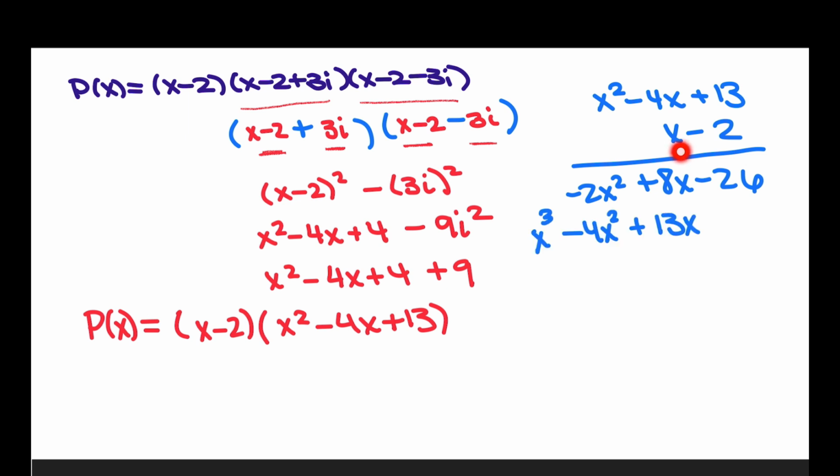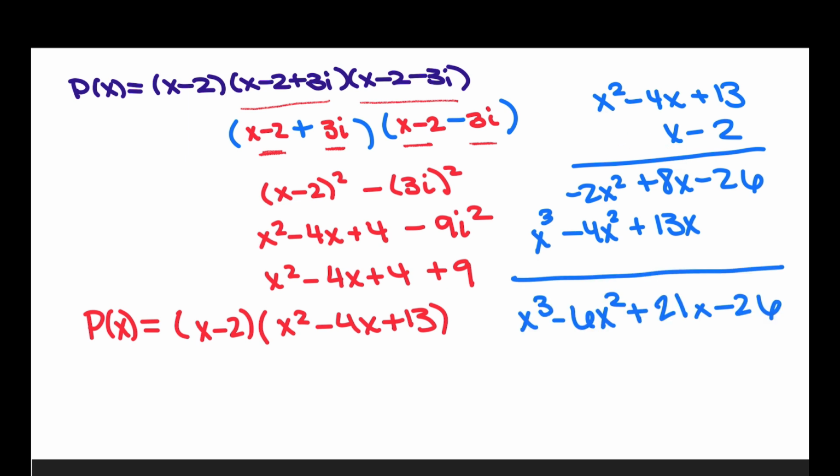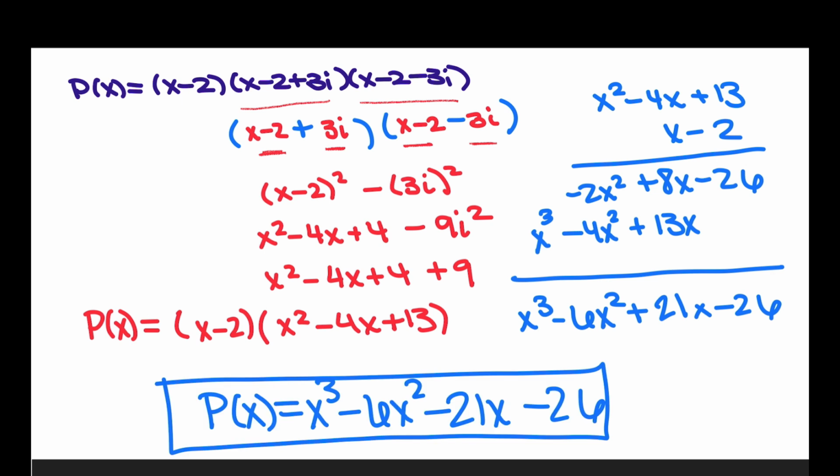Now I'm going to distribute the x. x times 13 is 13x. x times negative 4x is negative 4x squared. x times x squared is x to the third. Combining like terms, we get x to the third minus 6x squared plus 21x minus 26. And that's my solution. This polynomial has all real coefficients. After we did the multiplication, there are no i's left in the problem. And it has zeros at 2, and at 2 plus 3i, and 2 minus 3i.